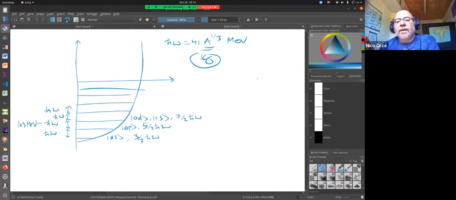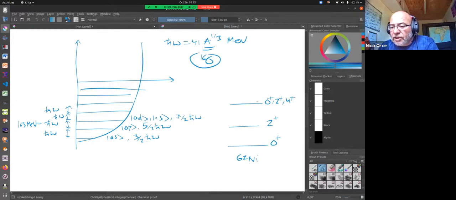And now we see that for a nucleus which is vibrating, we will have this structure: the ground state will be a 0 plus, the next state will be a 2 plus, and the next state will be degenerate, a 0 plus, 2 plus, 4 plus. And this will be a typical nucleus, say nickel 62, which has this structure, and many nuclei have this structure. But this is the ideal case, although this is not degenerate.